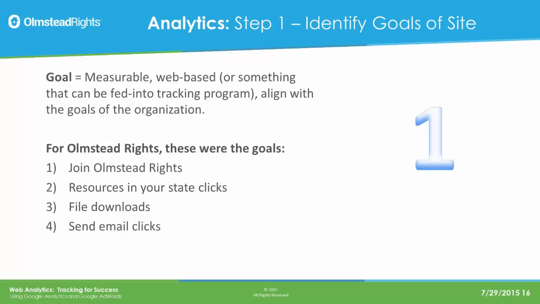And then if people click on an email to send an email, we can track that and see how that's going. So those were the 4 goals that we looked at within the Olmstead rights site.